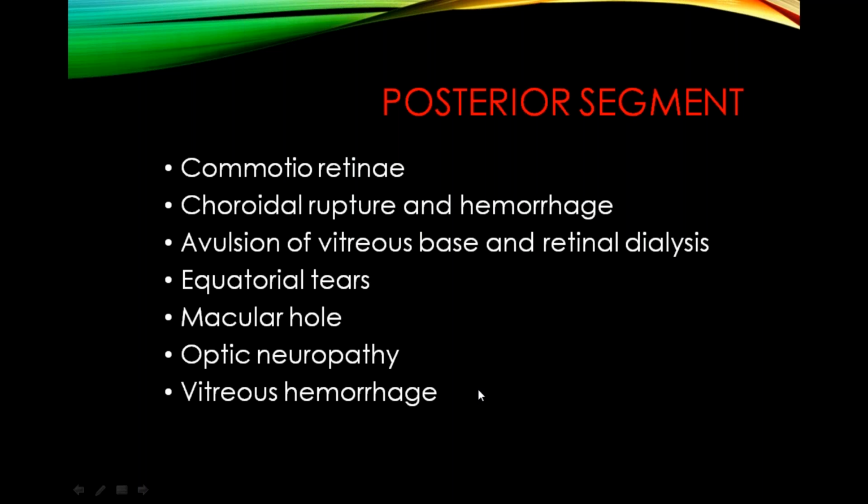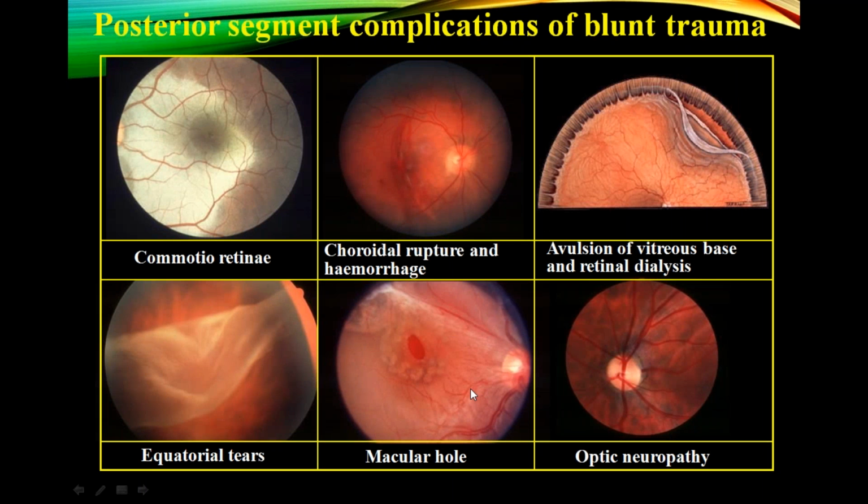Now what are these? We will go through each of these in detail. So what is here? You are seeing here commotio retinae. Commotio retinae means mainly the central part of the retina is edematous.